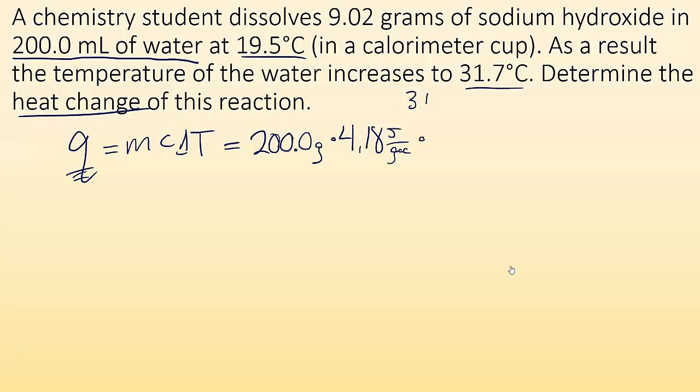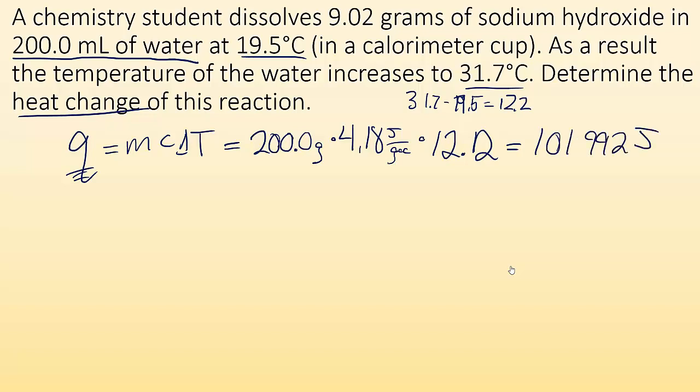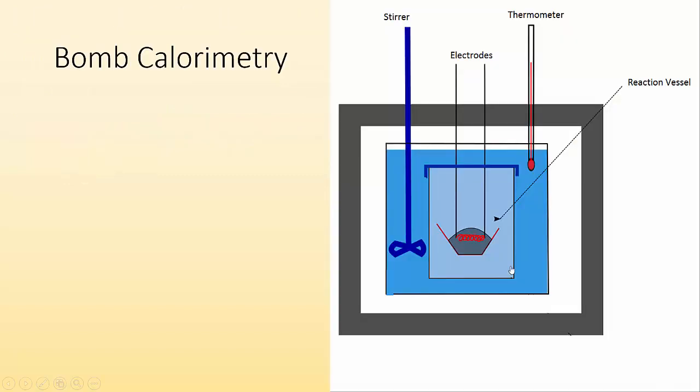So I can do that math real quick. 31.7 minus 19.5, and I get 12.2 as my change in temperature. So all that will be times 12.2. And then I plug and chug, and I get this answer, 101,992 joules, right? Because this 12.2 is degrees Celsius. That cancels out down there. My grams cancel out, and my units agree. I have found the answer. Boom, shakalaka, right? So that's how you solve these problems.